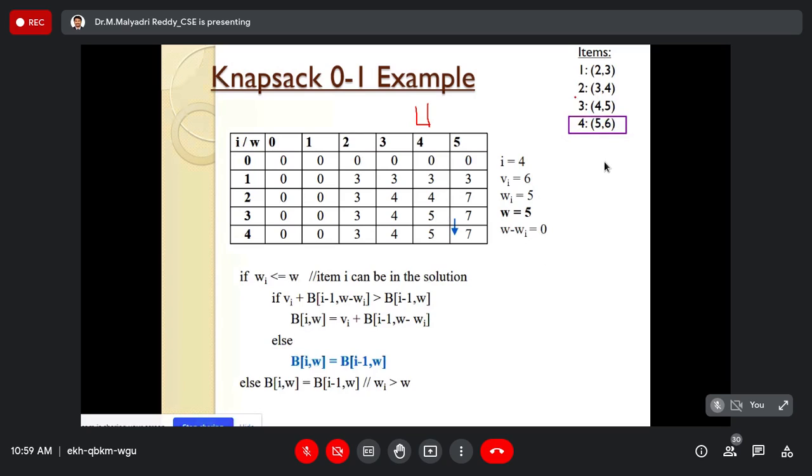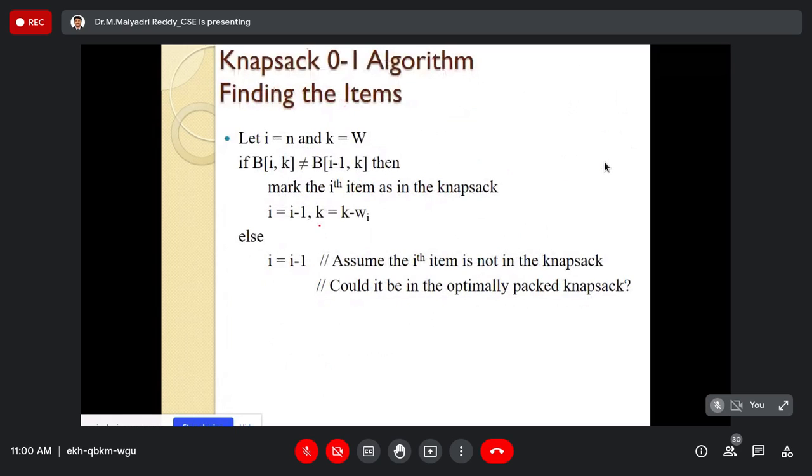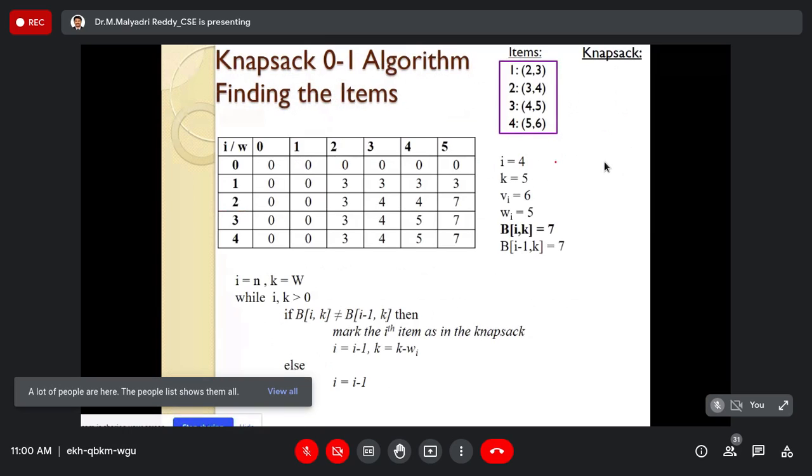So this is how the table is constructed. From that we need to construct the solution, that is, which objects we have to include, by using this formula in the reverse manner. So this is the formula.